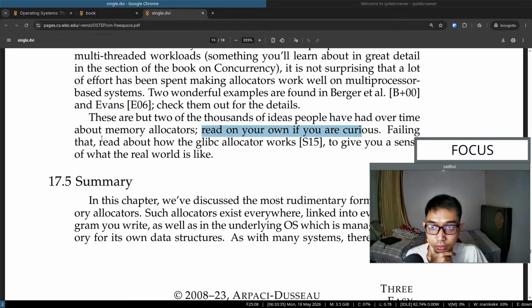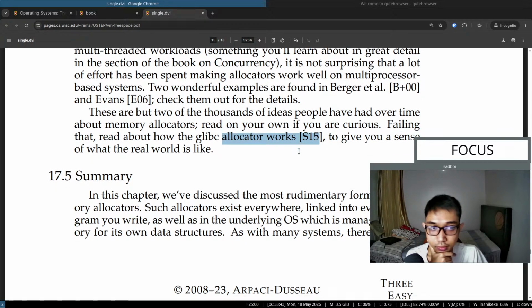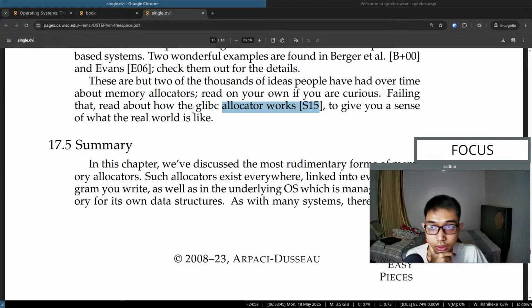Failing that, read about how the glibc allocator works. Interesting. To give you a sense of what the real world is like.